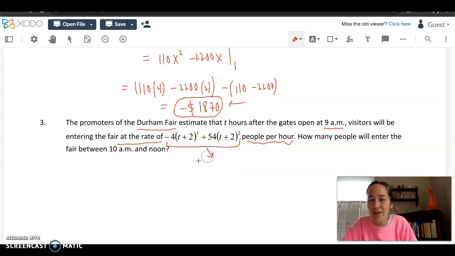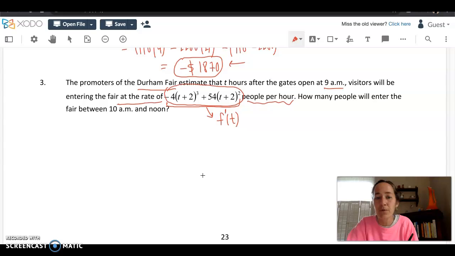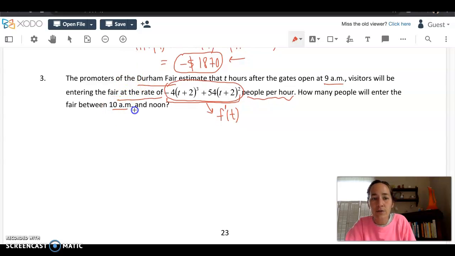I didn't have a good letter for this function. I wasn't sure if I should use P for people or E for entering. I just used f of t. Actually, I should say f prime of t is the rate of change. This is the rate of change in people entering the fair. This many people per hour are entering. What do we want? We want a difference in the amount of people coming in from one hour to another hour between 10 a.m. and noon. So I want a difference in regular f of something minus f of something else.